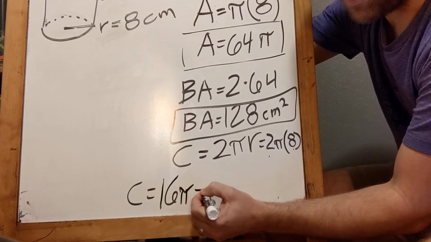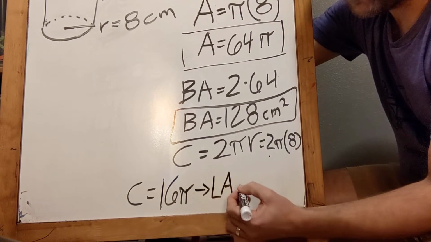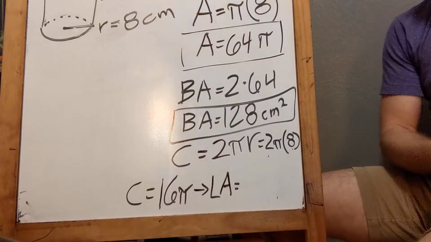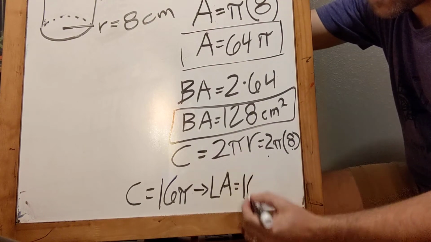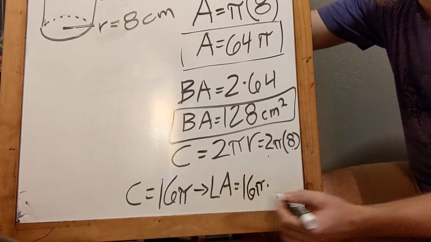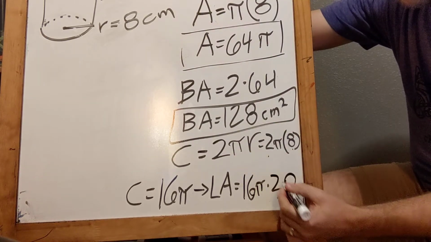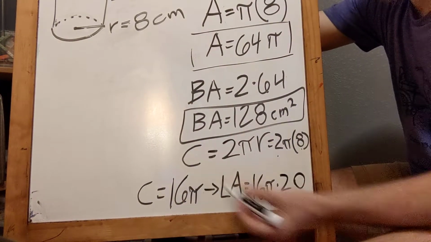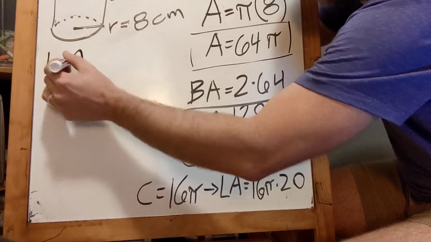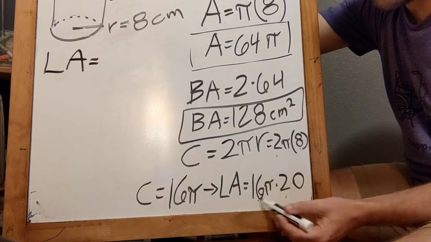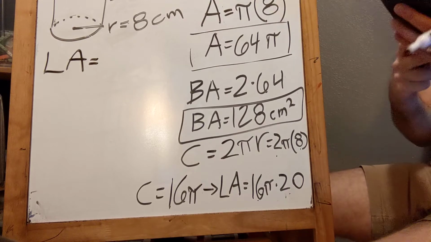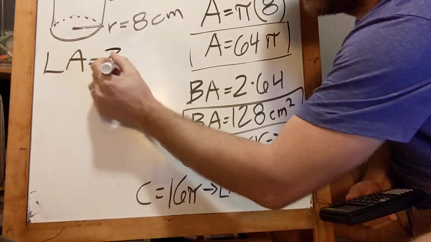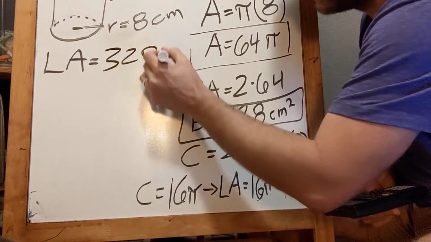And then we need to multiply that by the height to find the lateral area. So we'll do 16 pi times 20. Let me just rewrite what we have so far. The lateral area is equal to 16 times 20, which is 320 pi.